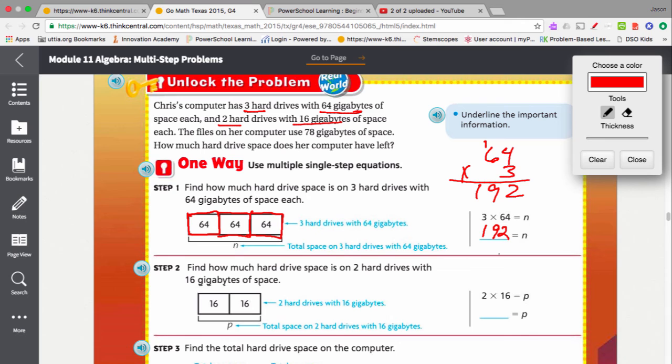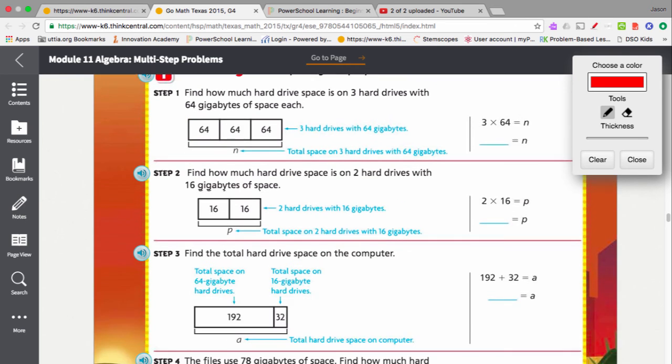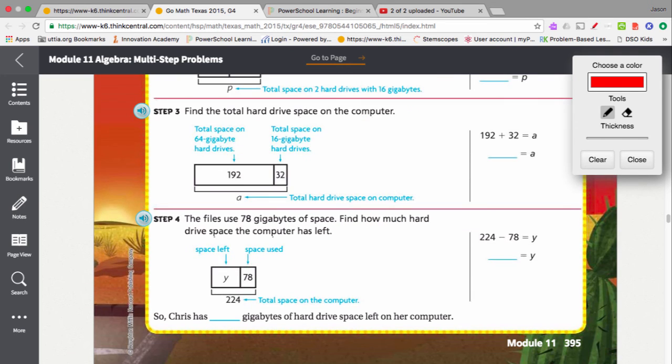Okay, now we need to do the same thing here. 16 times 2, I hope y'all know what that is, but just in case you don't, 2 times 6 is 12. 2 times 1 is 2, plus 1 is 3, so we have 32 equals P. Alright, so the 64 gigabyte hard drives add up to 192 gigabytes. The 16 gigabyte hard drives add up to 32 gigabytes.